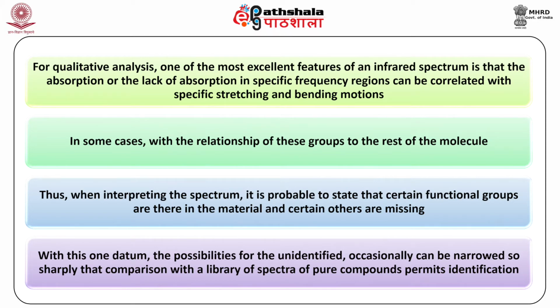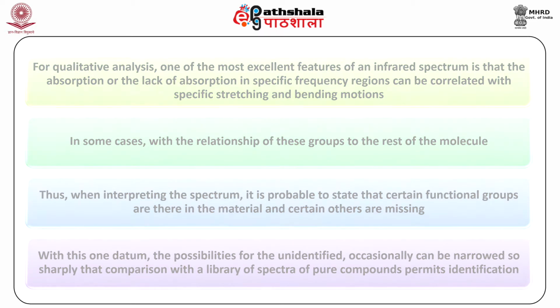Thus, when interpreting the spectrum, it is possible to state that certain functional groups are there in the material and certain others are missing. With this one datum, the possibilities for the unidentified compound can occasionally be narrowed so sharply that comparison with the library of spectra of pure compounds permits identification.